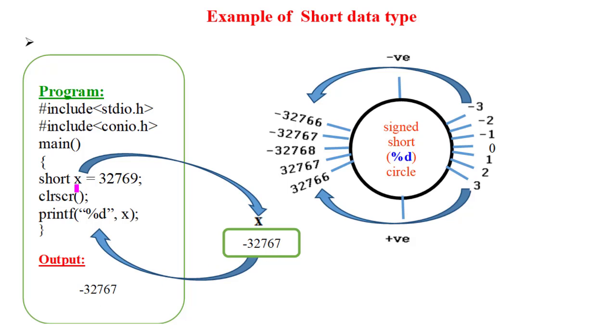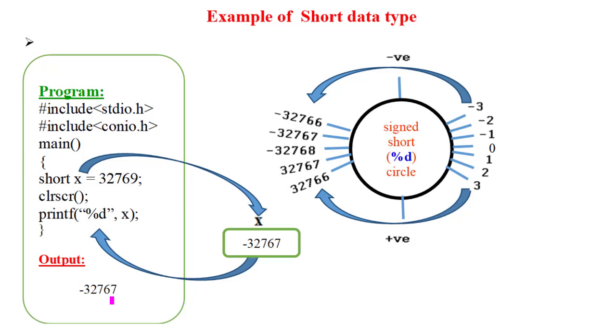We have stored the value 32,769. When we are accessing the same value, we are getting minus 32,767. In this type of way, the compiler will give no error message. It will give a garbage value as output.